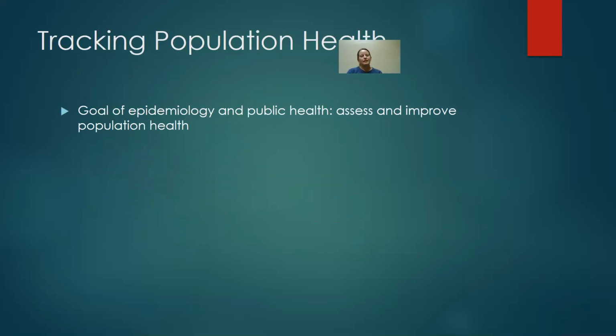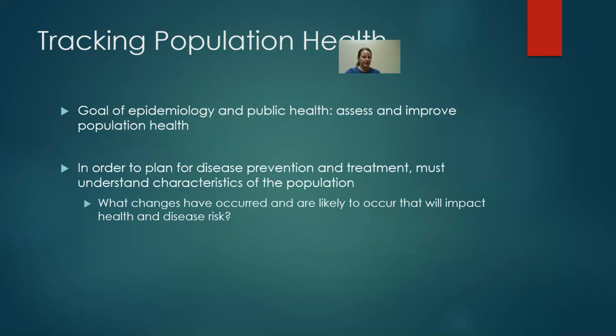So we, in epidemiology and in public health more broadly, again, are interested in assessing, measuring, and improving population health. So in order to do that, we need to understand what the population looks like. So that's where the descriptive epidemiology typically comes in. So thinking about what has happened, what's likely to happen, and how will that impact health and disease risk.